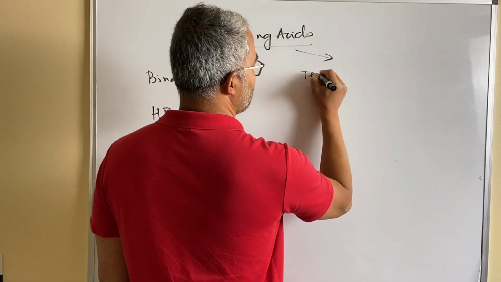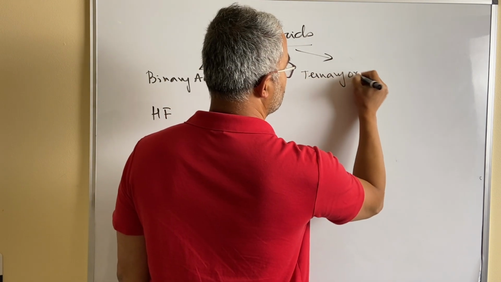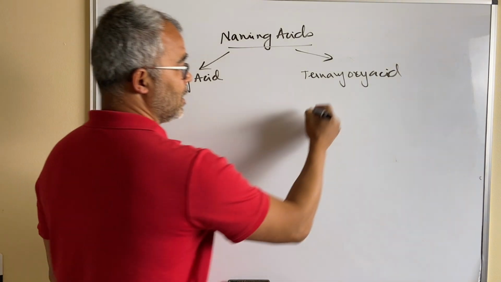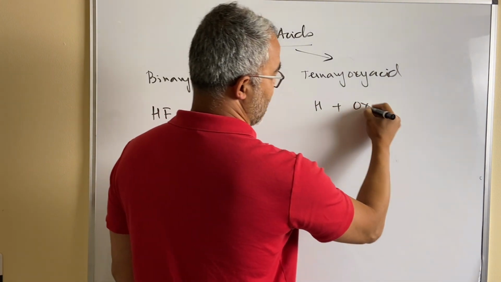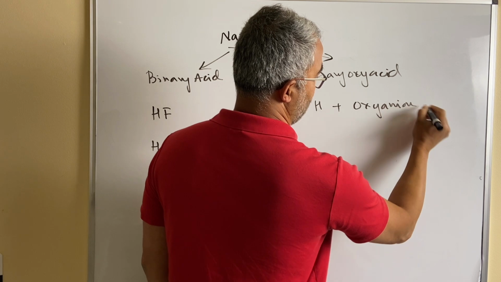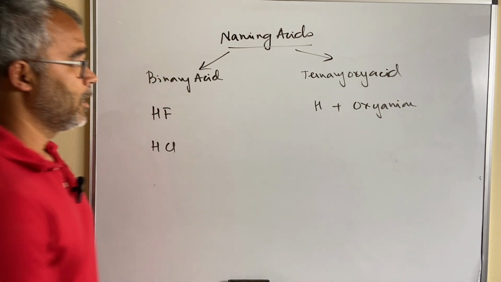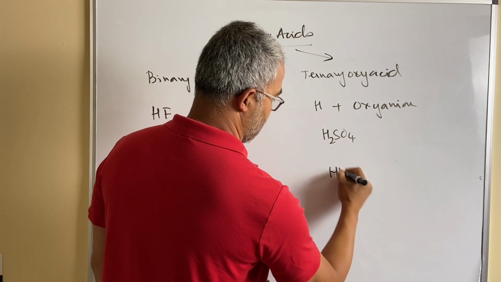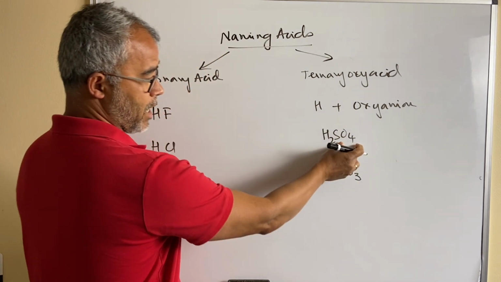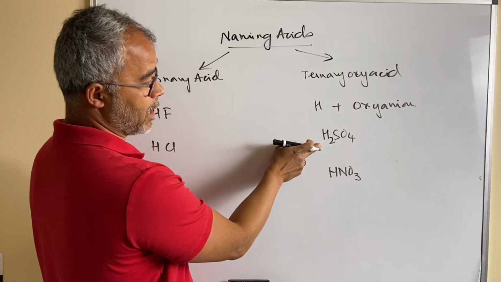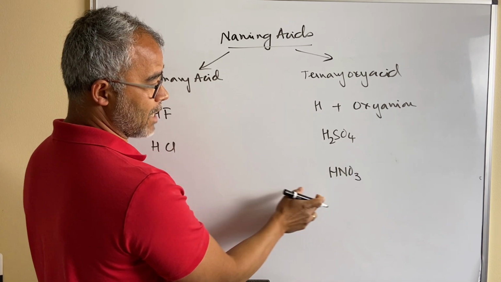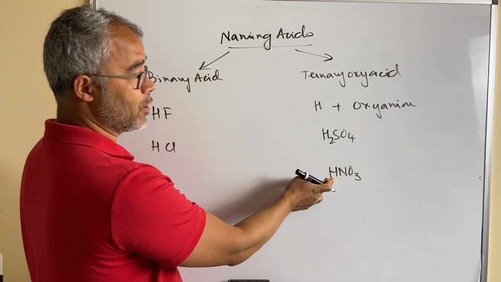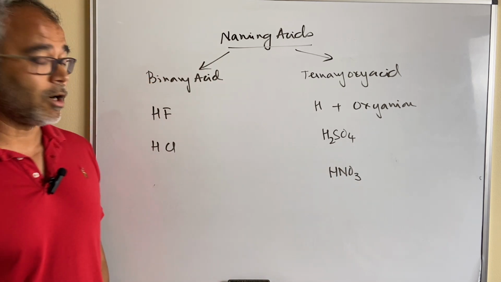The other type of acid you'll encounter is called a ternary oxyacid. A ternary oxyacid is made up of hydrogen plus an oxyanion. And we already exposed you to oxyanions. Examples would be H2SO4, HNO3. The SO4 is an oxyanion. Combine it with 2 hydrogens, you form a ternary oxyacid. The NO3 is an oxyanion. Combine it with 1 hydrogen, you form a ternary oxyacid.